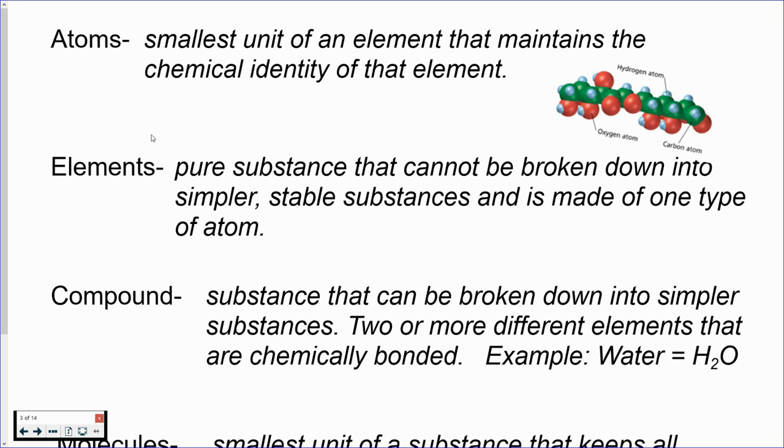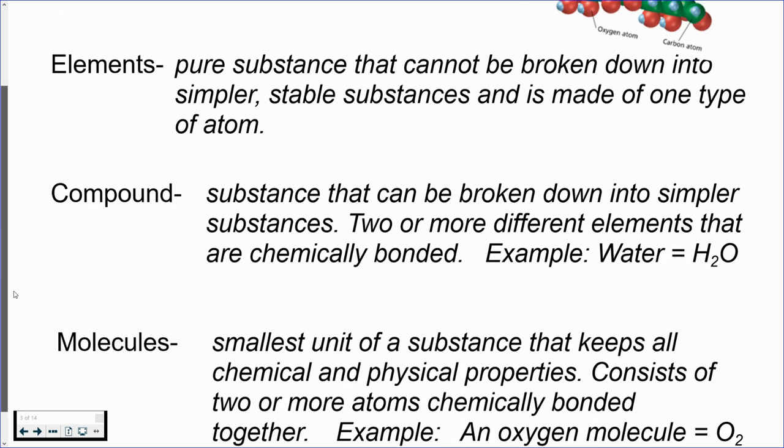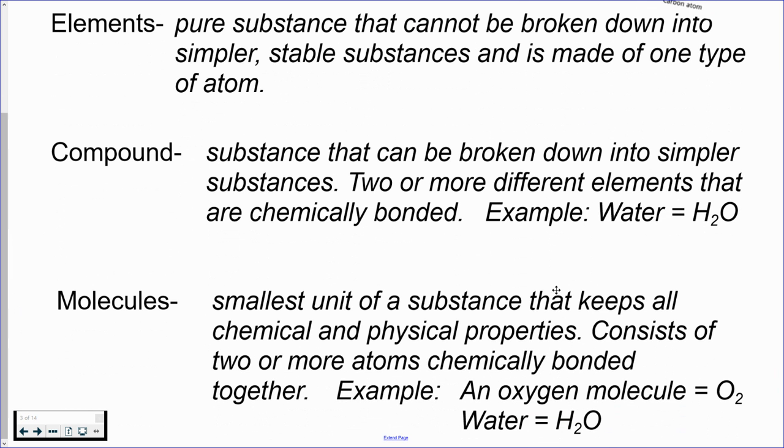We'll be talking about atoms. Okay, that's our smallest unit that maintains the identity. Elements are pure substances that can't be broken down, and compounds are one or more elements mixed together. A simple compound would be water. A molecule is the smallest unit that holds the properties of that chemical. So water, if you break it into H and O, doesn't have the same properties as water. The same thing can be said for oxygen gas, which is O2.